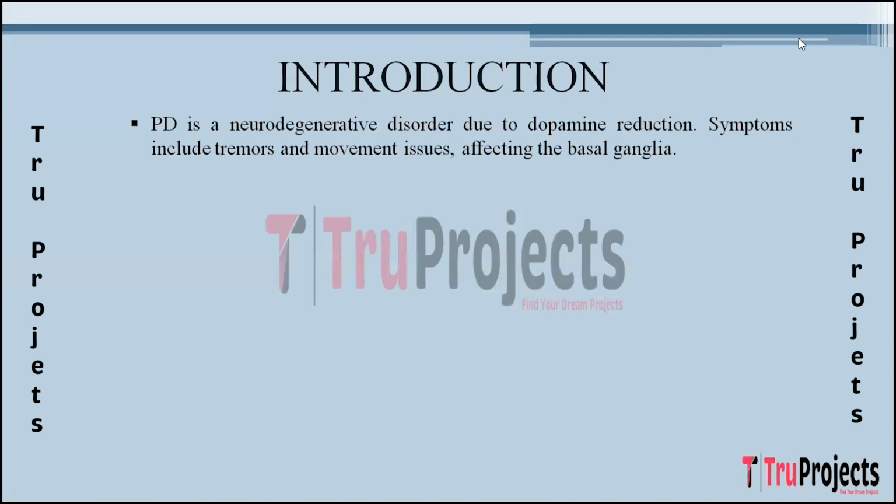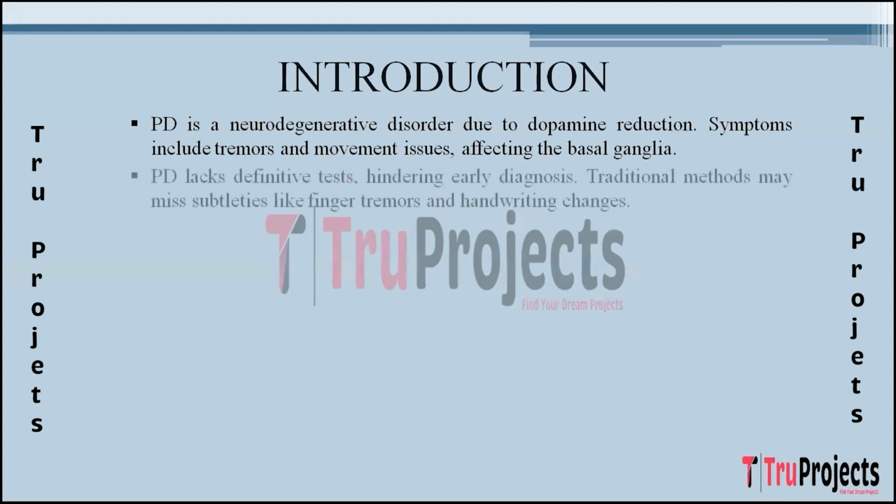Introduction. Parkinson's disease is a neurodegenerative disorder characterized by a reduction in dopamine levels leading to symptoms such as tremors, slowness of movement, and muscle stiffness. It primarily affects the basal ganglia responsible for movement and coordination control. PD diagnosis is challenging, often relying on clinical observations rather than definitive tests.